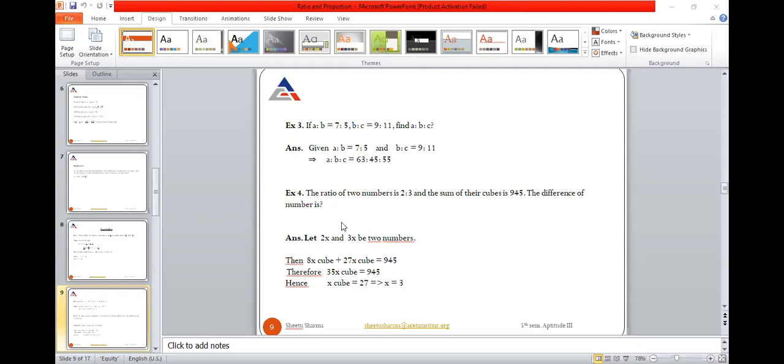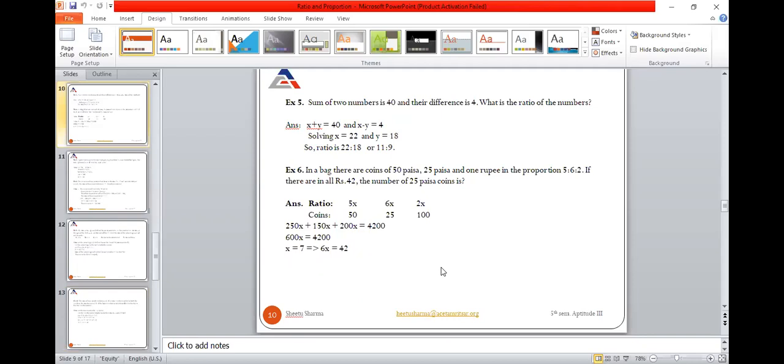Substitute the value of x in 2x and 3x. When we put x equal to 3 in 2x, the first number will be 2 into 3, which is 6. And the second number will be 3 into 3, which is 9. So the two numbers are 6 and 9. At the end, we have to find the difference of the numbers. It means 9 minus 6 will be equal to 3. So the difference of the numbers is 3.